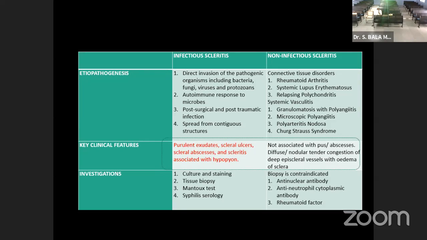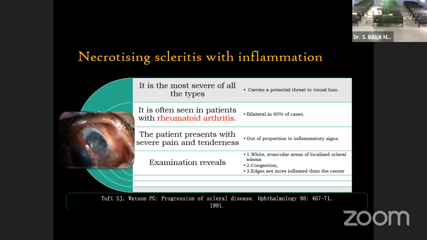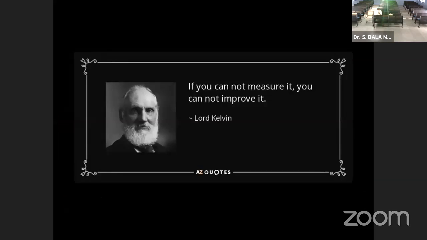Of course, ruling out infection is very important in practice in developing countries. We also have necrotizing scleritis with inflammation, like we have an ischemia going on to necrosis, commonly seen in rheumatoid arthritis. We see a characteristic avascular area, which we should alert the clinician to for appropriate workup.